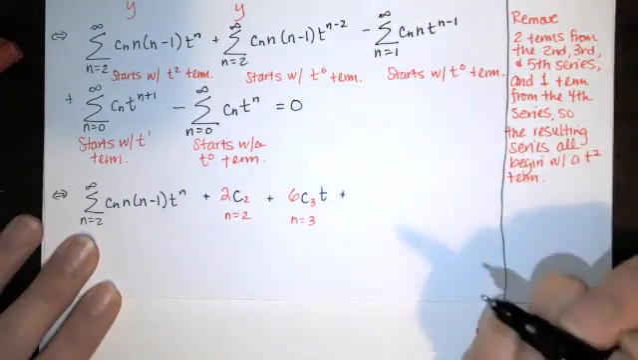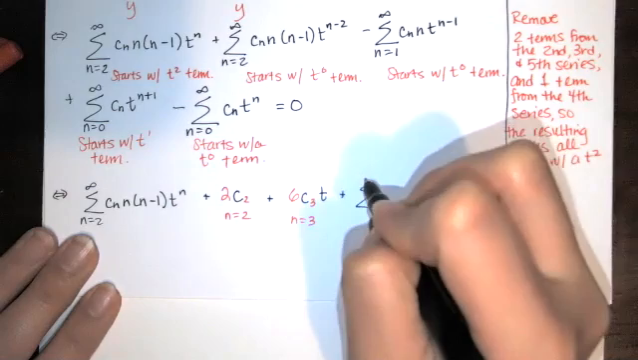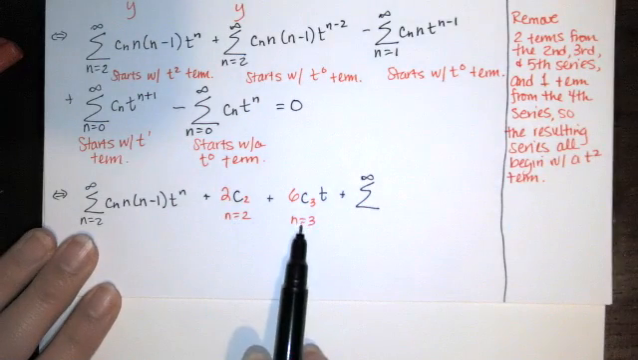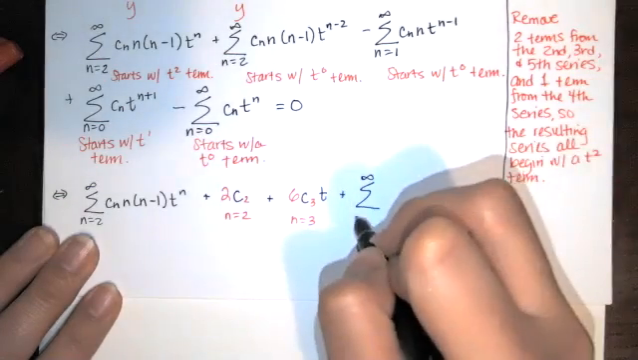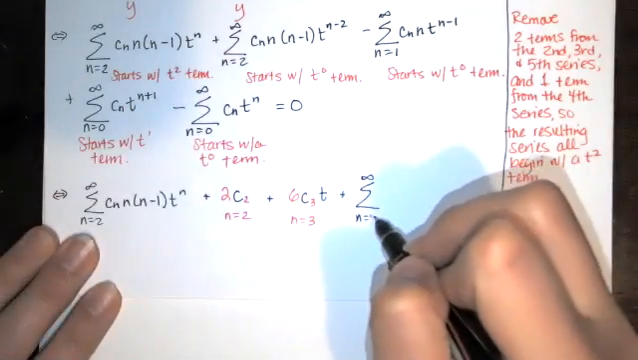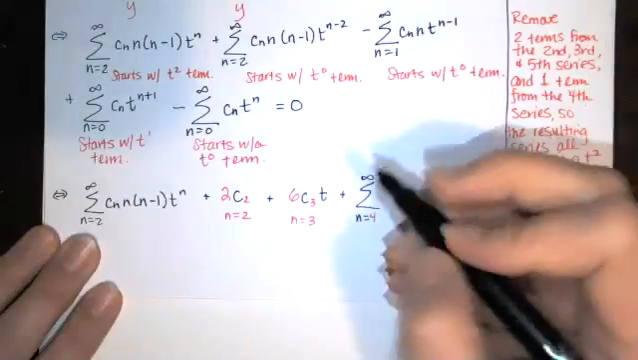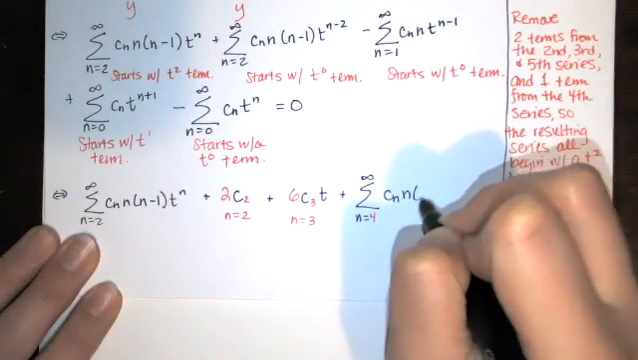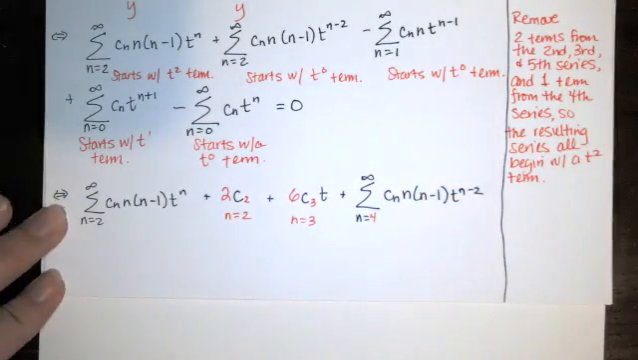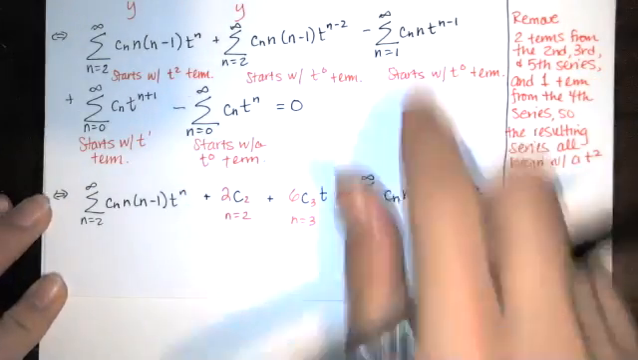And then the next term will be a t squared term. So that's going to stay in the series. We took out the n equals 2 and n equals 3 terms. So the rest of the series starts with n equals 4. And otherwise it looks exactly the same. So you're just going to write down c sub n times n minus 1 times t to the n minus 2. Okay. Similarly, we're going to do the same thing here.